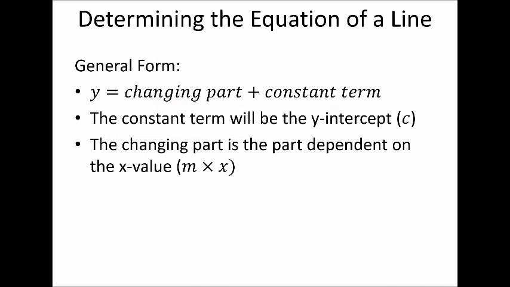Next up, let's look at determining the equation of a line. So in general, we know we have y equals mx plus c, and that's split into two parts. There's the part that's going to be changing, and the part that's constant or staying the same. The constant term, as we talked about just a couple of minutes ago, is the fixed value, that is the y-intercept, that is c.